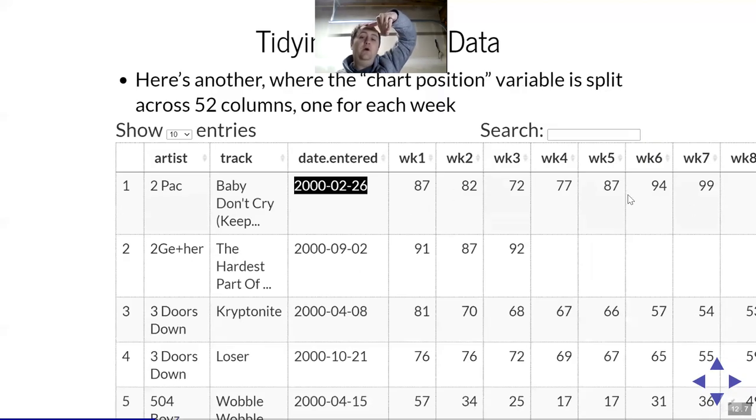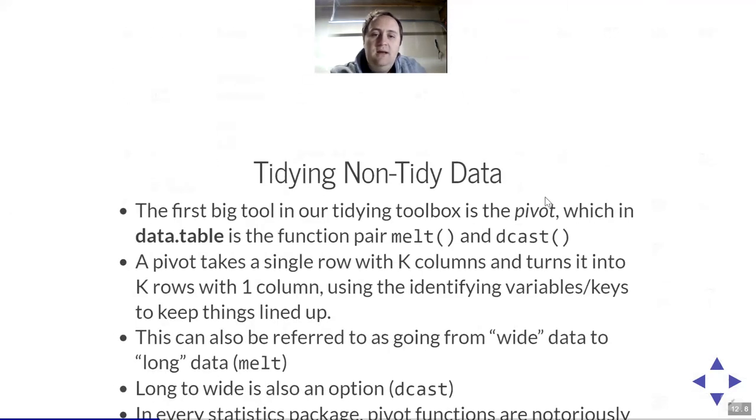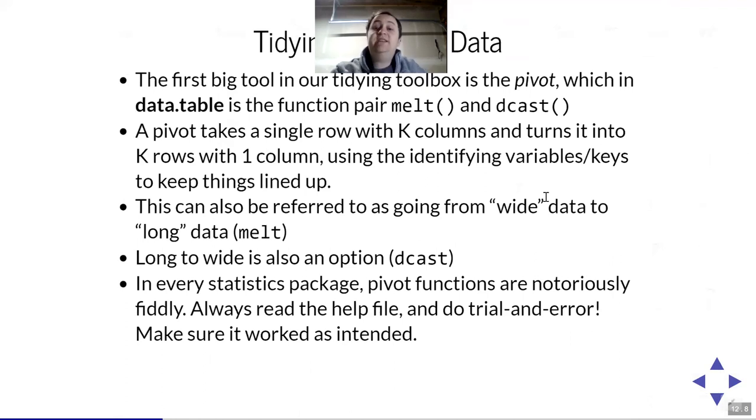We can imagine how this might be handy. We have one row with a bunch of columns that we all want to be in their own column, right? We want to have 87, 82, 72, 77. We want that all in its own column. We want to flip them, okay? And it uses the identifying variables and keys to make sure that everything is lined up.